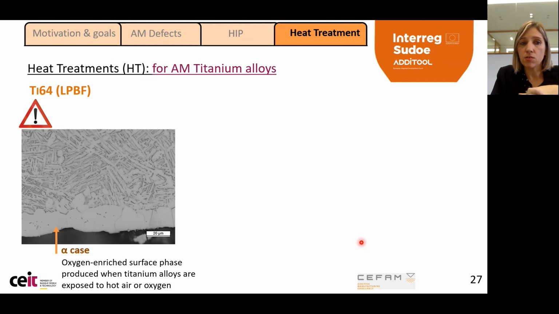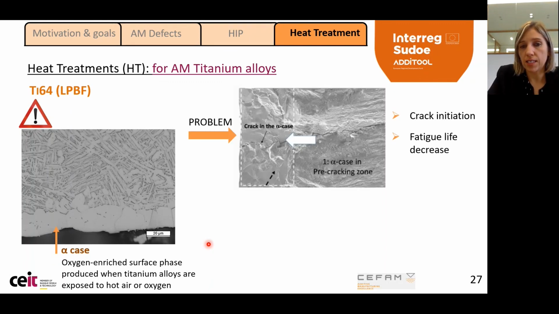In this titanium 6-4, there is another risk that can also be due to the post-processing, which is the formation of alpha case. This alpha case is an oxygen-enriched surface phase produced when titanium alloys are exposed to hot air or oxygen. The problem of this phase is that it's brittle and it can initiate cracks, so it reduces the fatigue life.